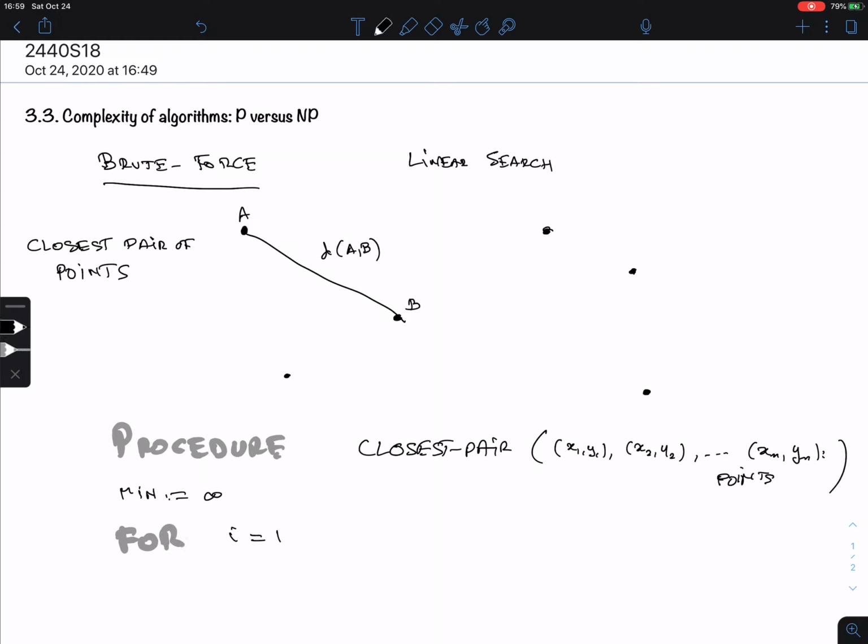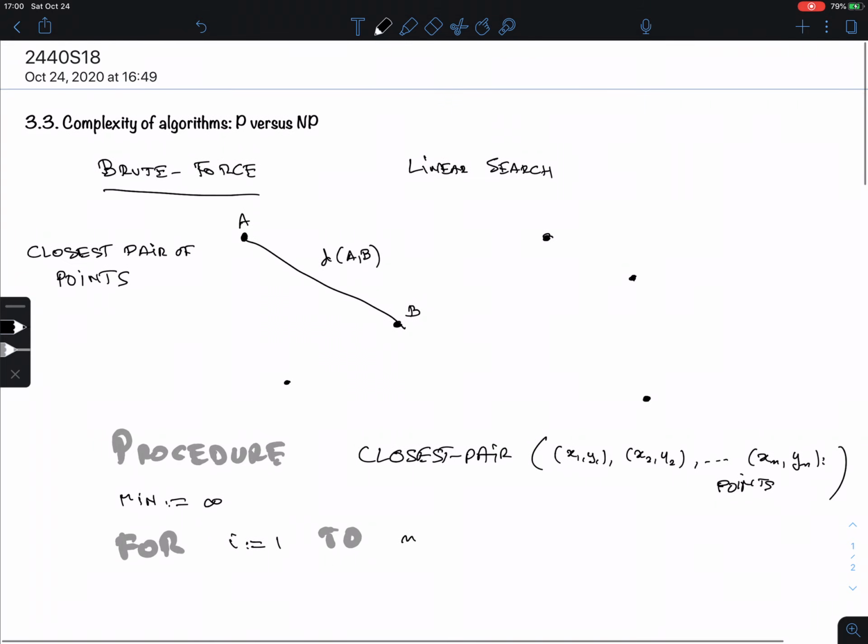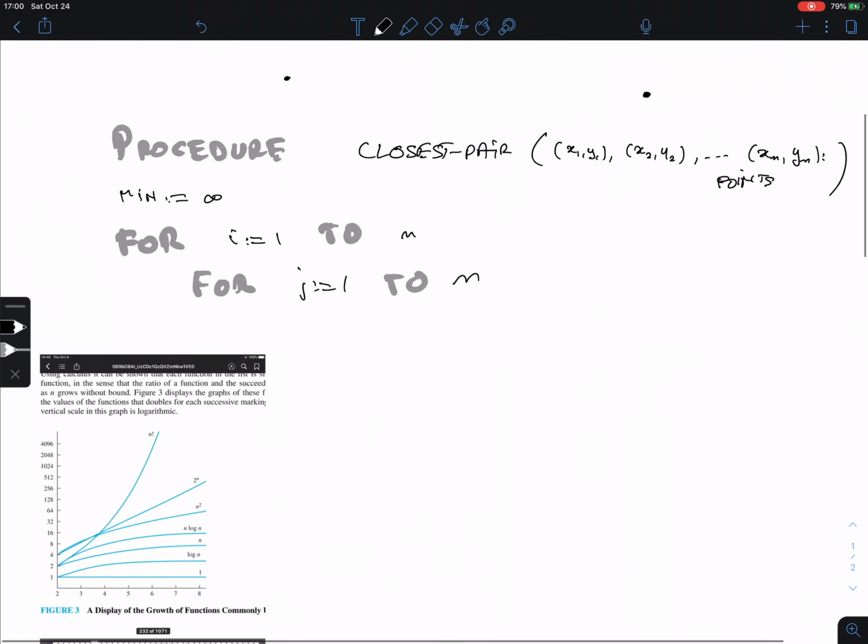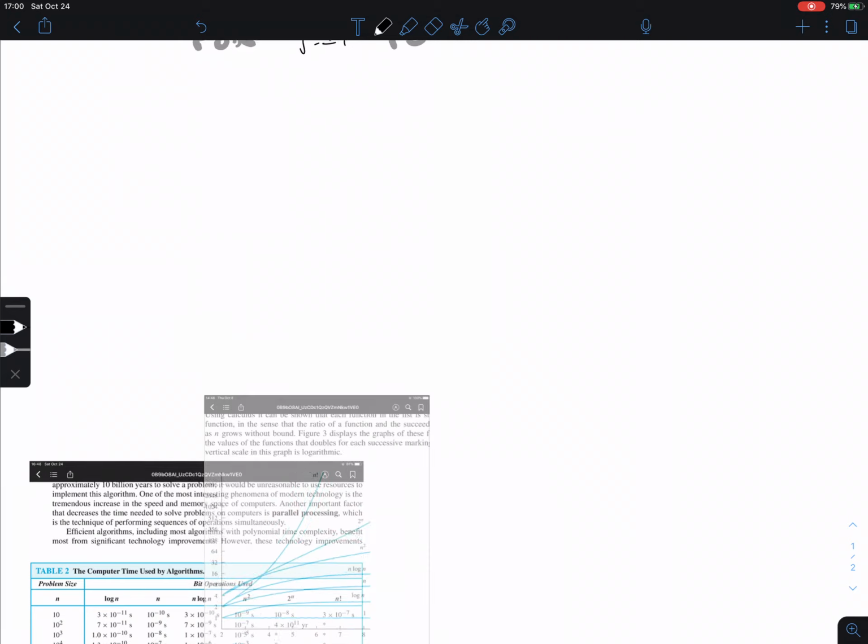So for i going from 1... Well, actually, I don't know why they do from 2 to n. Okay, I'm going to make it a little bit simpler than the book does, because we are interested in complexity plus brute force. I'm going to do it as brute force as it can be. So I'm going to go through all points for i going from 1 to n. And then I go for j, the second loop, again from 1 to n. So the first i chooses the first point. The j will take record of the second point. Now, of course, I cannot take two the same.